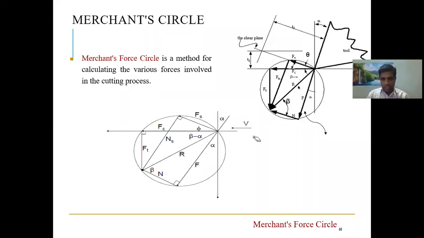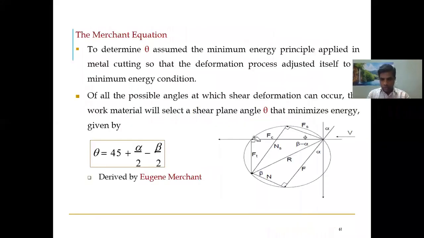I'm not going to discuss derivations, I told you. We are going directly to the formulas. There is the Merchant equation to find the best shear angle, because I told you the shear angle is a very important angle, right? Previously we discussed a relation with tan inverse between the shear angle and the friction angle. This equation is called the Merchant equation. So theta, the shear plane angle, is equal to 45 plus alpha by 2 minus beta by 2.